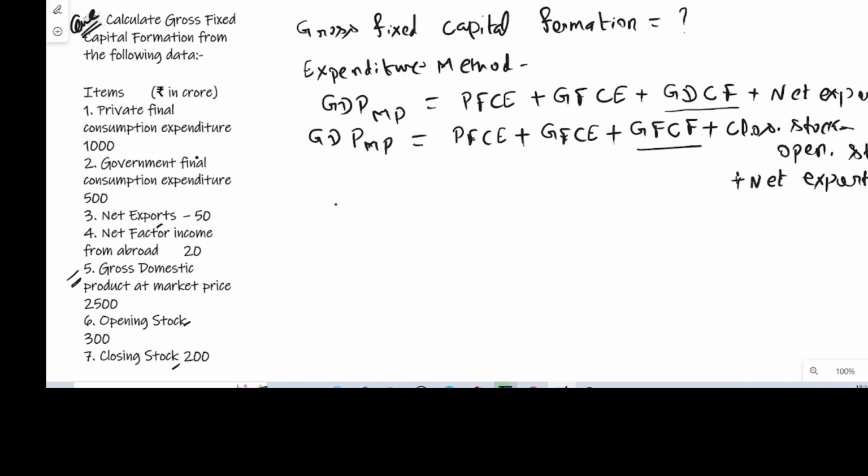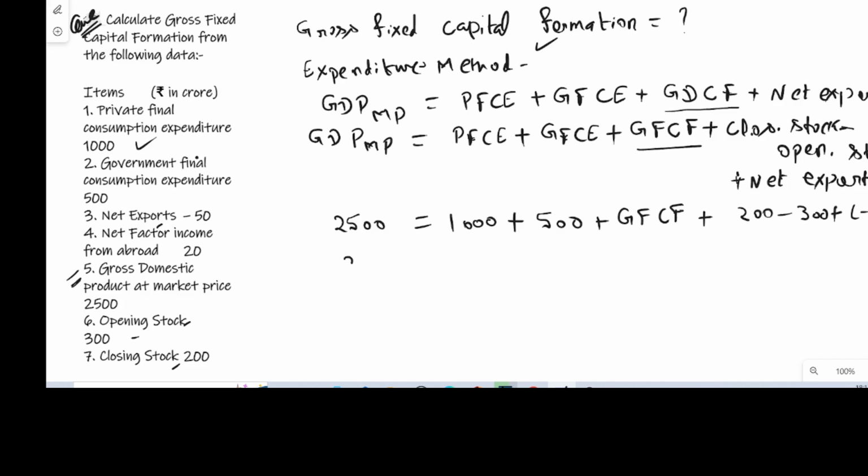In place of GDP MP, I'll write 2500. Private final consumption expenditure 1000. Government final consumption expenditure 500. Gross fixed capital formation, I have to calculate this, plus inventory investment or plus closing minus opening stock. Closing stock 200, opening stock 300, and plus net exports minus 50. So plus minus 50.